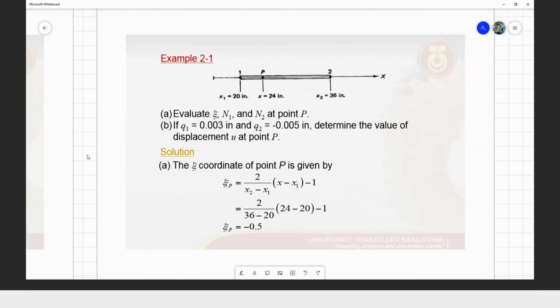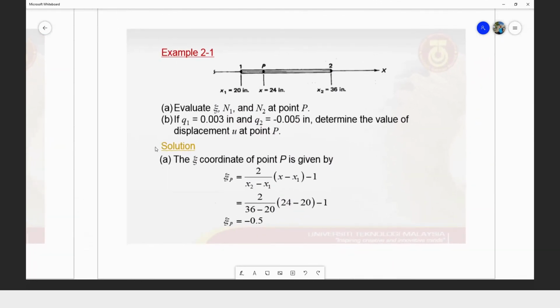Alright, let's look at example. So this is an example to show the usage of natural coordinates and the shape functions. So let's say I just took one element from my structures. Kita dah discretize dia, mungkin ada banyak elemen. Then we just take one element out of it.